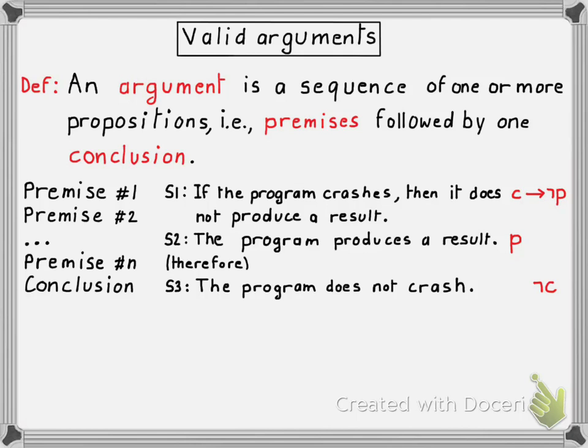And to indicate that those three sentences go together and form an argument where the conclusion is a consequence of the premises, we usually use this symbol to indicate therefore, and we sometimes put a line between the premises and the conclusion.